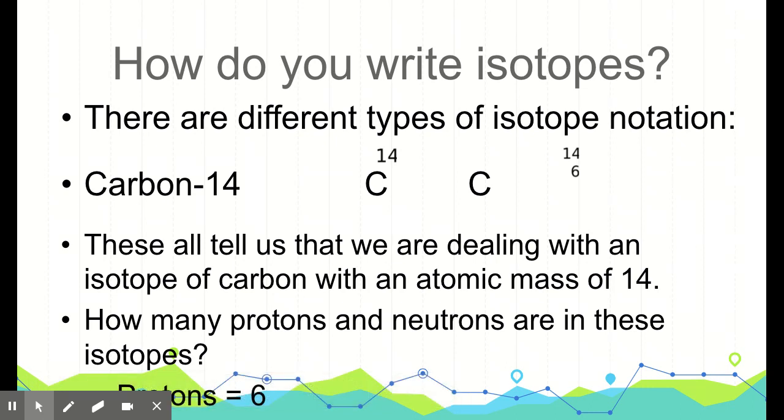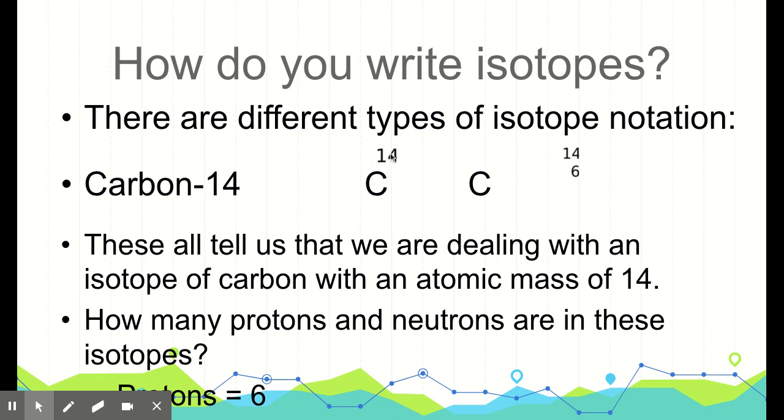So how do you write isotopes? There are different types of isotope notation. This first one here is the name of the element, dash, the new atomic mass. If you looked up carbon, its average atomic mass is 12. But in this case, this is representing an isotope of carbon, so carbon-14. If you see carbon-14, carbon-13, that's just an isotope of that atom.